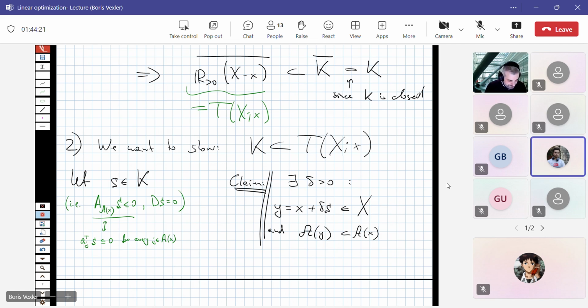In the green, you have written that a_j transpose times s is less than or equal to 0 for every j in the active set of indices, right? Exactly. But isn't the definition of the active set that for every index from that set, a_j times x is equal to b_j? So shouldn't that be an equality instead of less than or equal to?